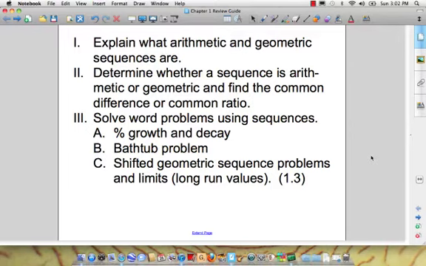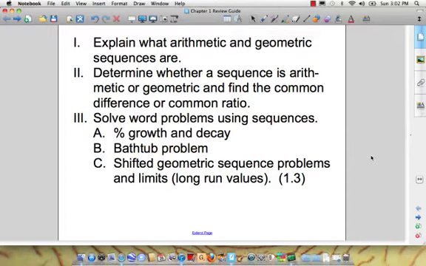Secondly, you need to be able to determine whether a given sequence is arithmetic or geometric. So if I give you a sequence, you need to look at it and figure out this one's arithmetic or this one's geometric. If it's arithmetic, you need to find the common difference, that is the amount you're adding between each two pair of subsequent terms. If it's geometric, you need to be able to find the common ratio, or the number that you have to multiply by to get from one term to the next.